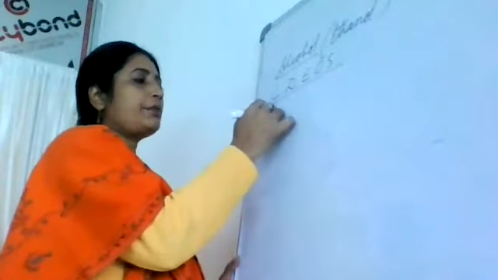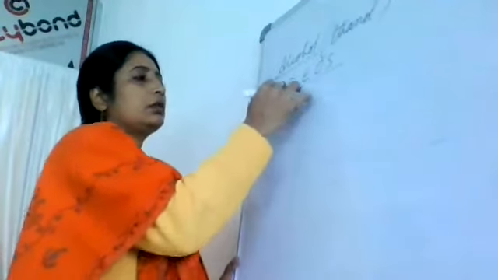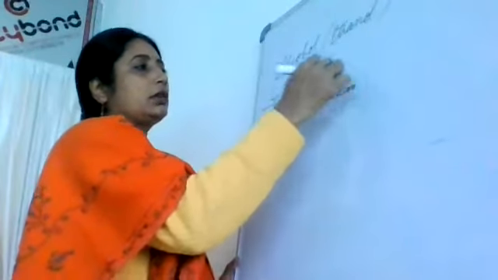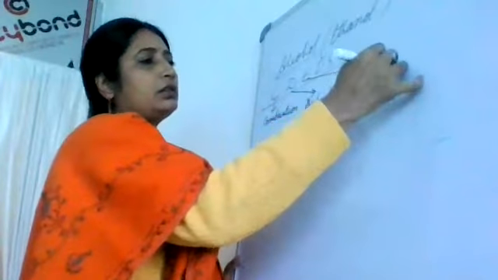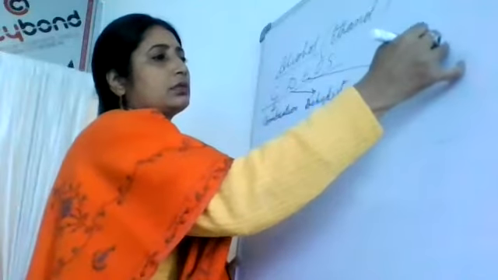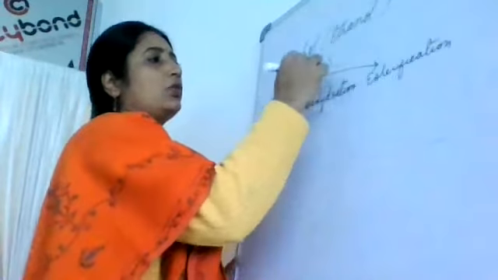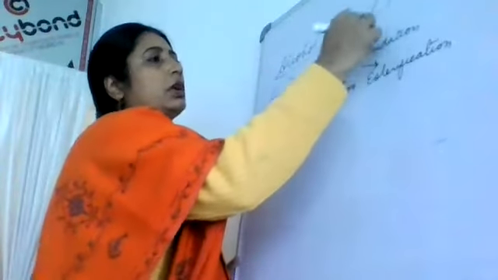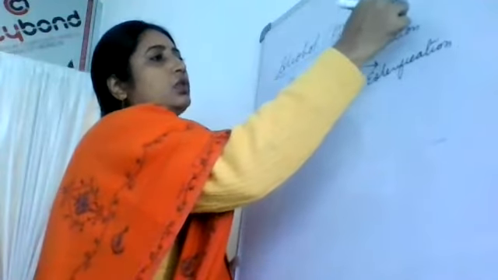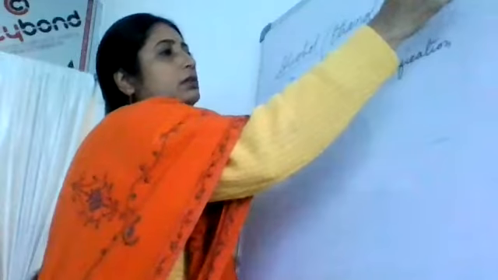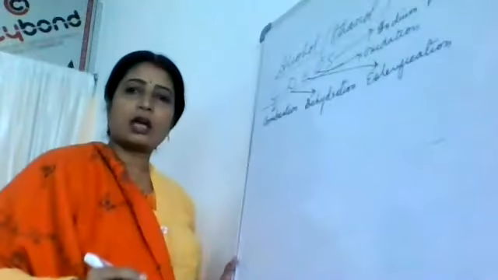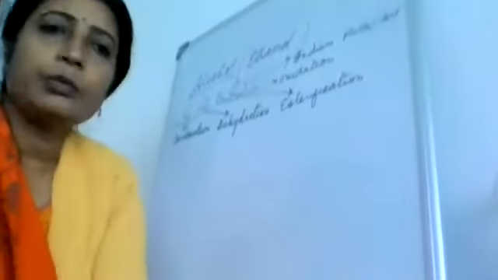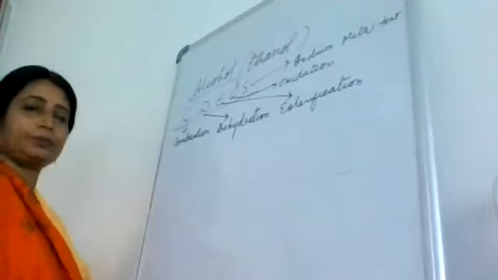Yes, ma'am. This is combustion, then dehydration, E for esterification, O for oxidation, S for sodium metal test. So these are the things which we are going to read in the chemical properties of ethanol.